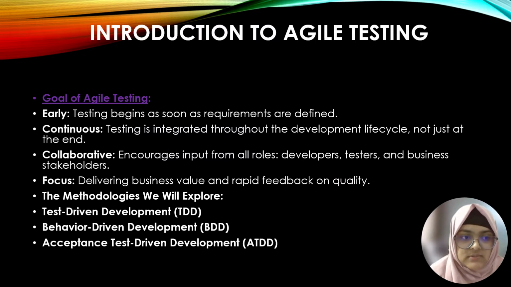Goal of Agile testing. There are four goals of Agile testing. First of all, it's early. Testing begins as soon as requirements are defined. Then it's continuous. Testing is integrated throughout the development lifecycle, not just at the end. It's collaborative, encouraging input from all roles: developers, testers, and business stakeholders. Focus: delivering business value and rapid feedback on quality.